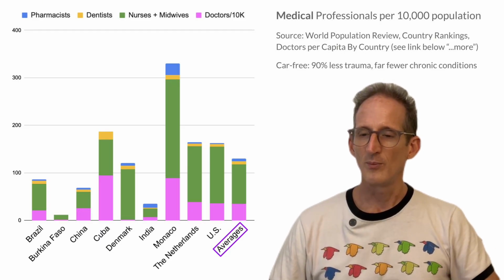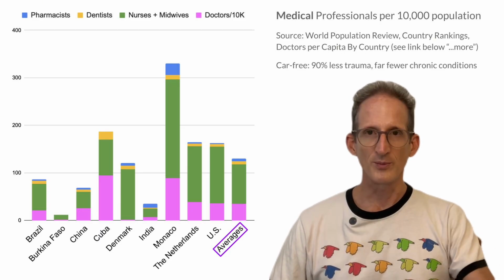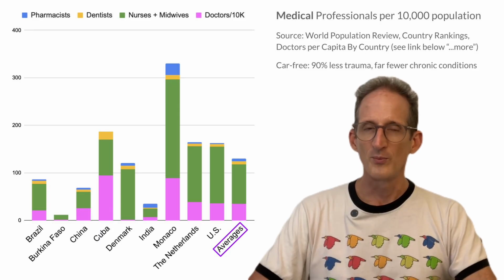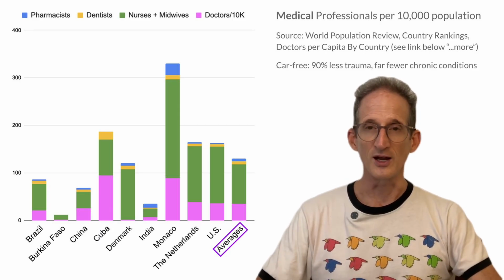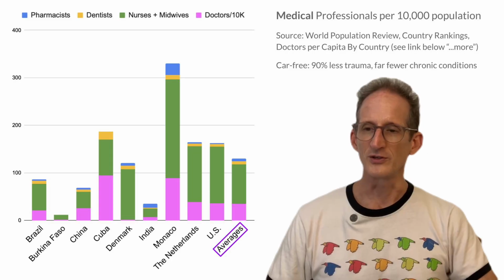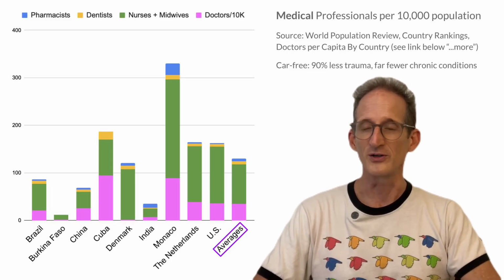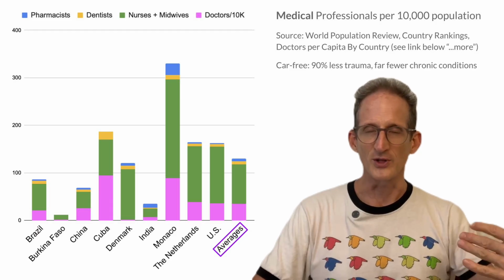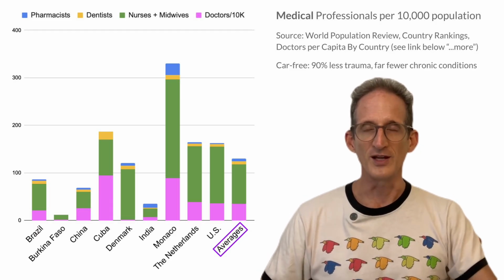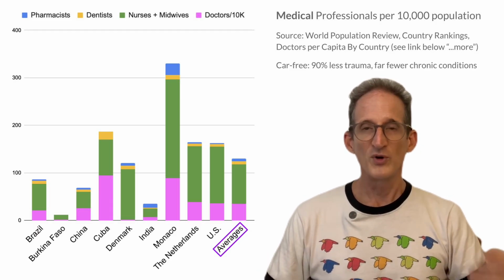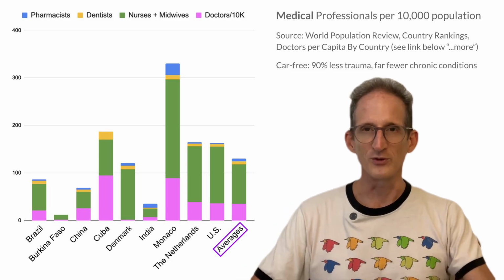As you can see, Monaco tops the list with the most medical professionals across the board. Burkina Faso, a very interesting Sahel state in Africa, has very few doctors. Denmark has lots of nurses, but very, very few doctors. Cuba has lots of doctors, lots of nurses, an incredible number of dentists compared to the other countries, but no pharmacists. So it makes for a really interesting study.